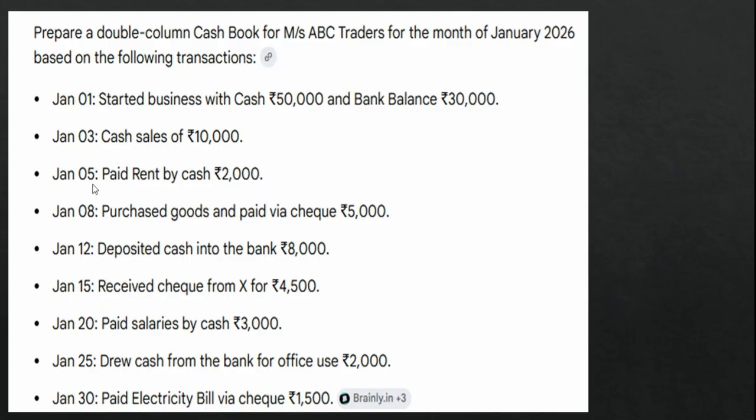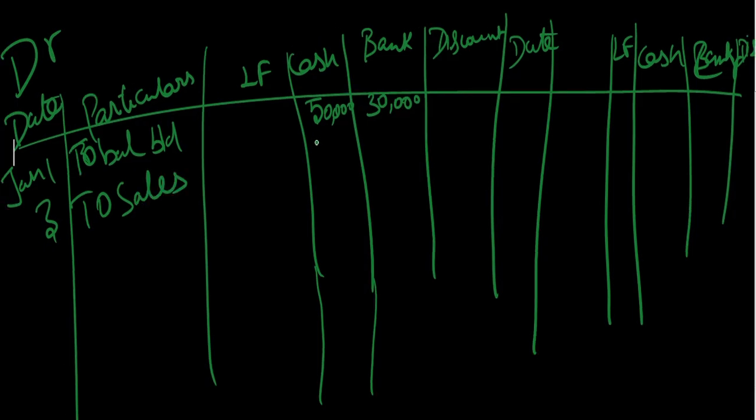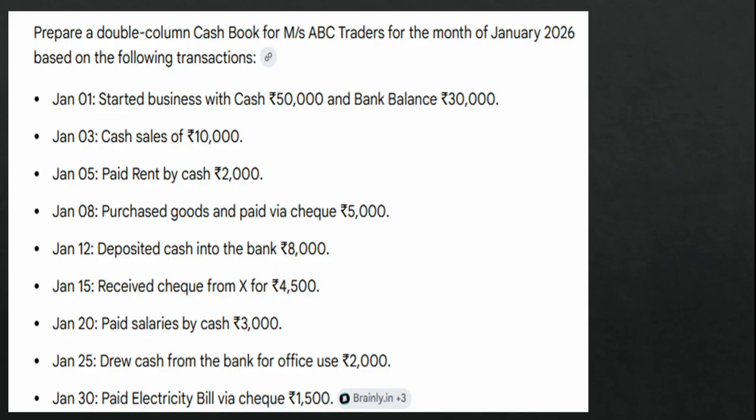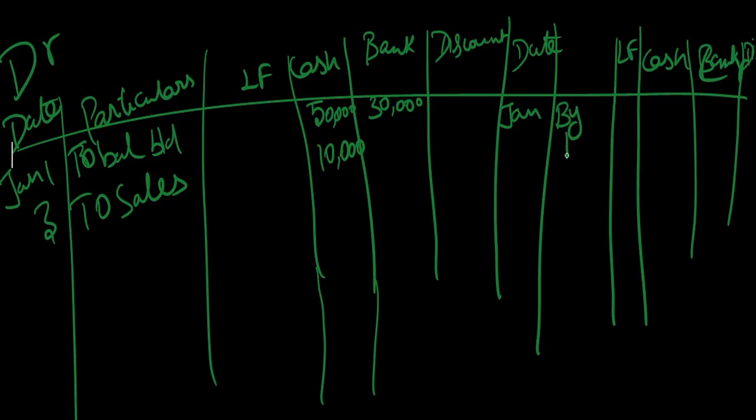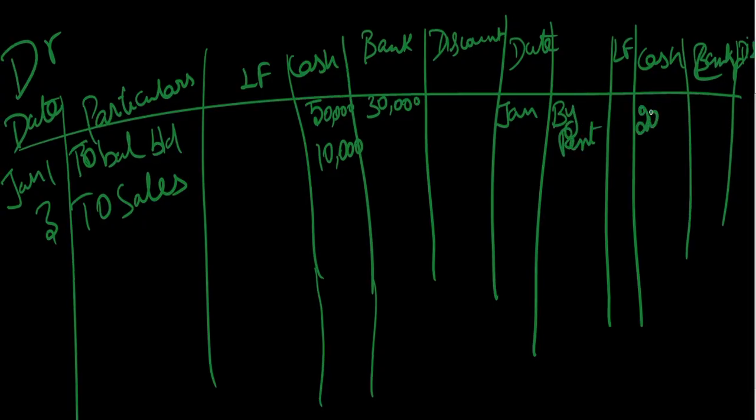And then next transaction is January 3rd, cash sales of 10,000 rupees. So what is the entry for cash sales? Cash account debit to sales account. To sales, cash sales. So we have to enter in the cash column 10,000. And then next transaction is January 5, paid rent by cash. What is the entry for paid rent by cash? Rent account debit to cash account, by rent 2,000 rupees in cash. So we have to enter in the cash column.